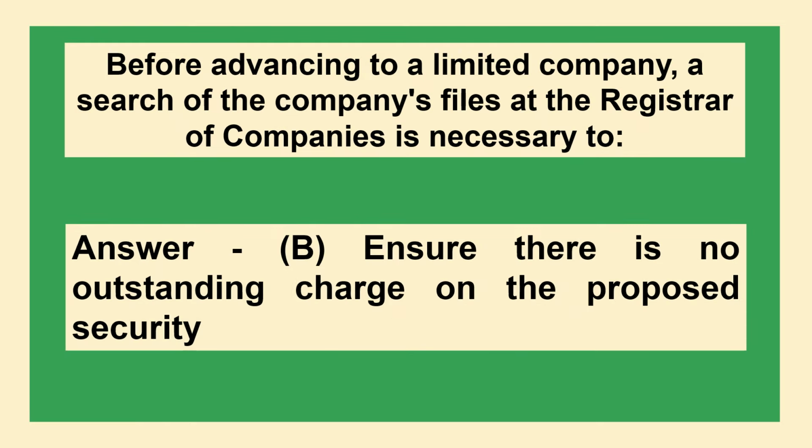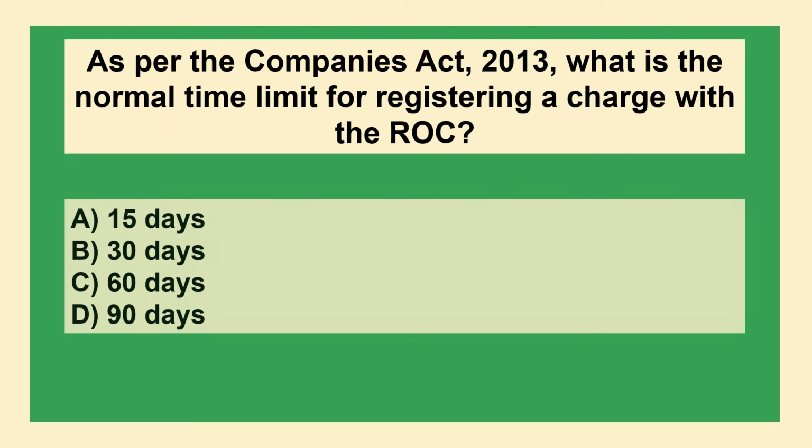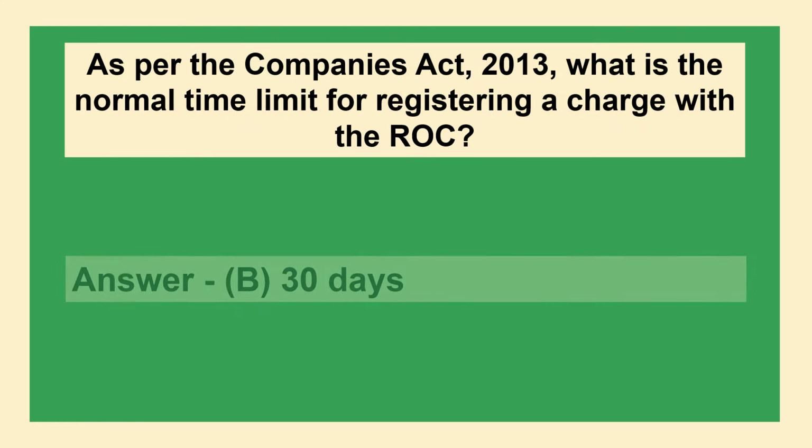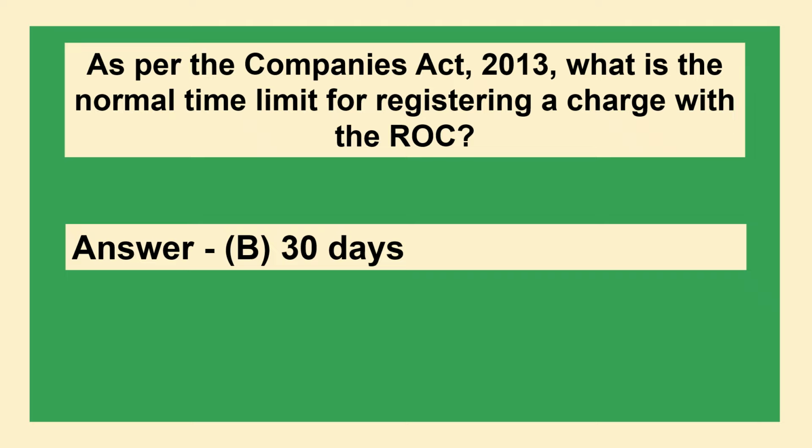And the correct answer is option B, ensure there is no outstanding charge on the proposed security. The next question is, as per the Companies Act 2013, what is the normal time limit for registering a charge with the ROC? Option A, 15 days; option B, 30 days; option C, 60 days; option D, 90 days. And the correct answer is option B, 30 days.